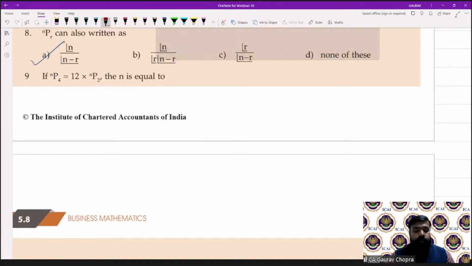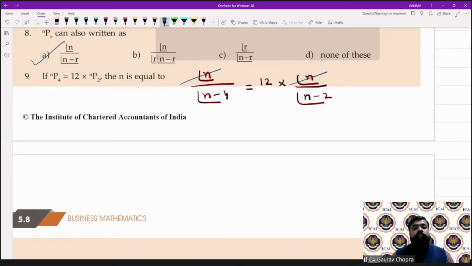So NP4, we have to simplify: factorial N upon factorial N minus 4 is equal to 12 multiplied by factorial N upon factorial N minus 2. So factorial N is getting cancelled. Then what is left? N minus 2 and N minus 4. Which is greater? N minus 2 is greater. So we can do the cross multiplication and open N minus 2.